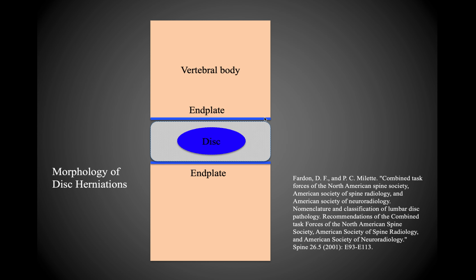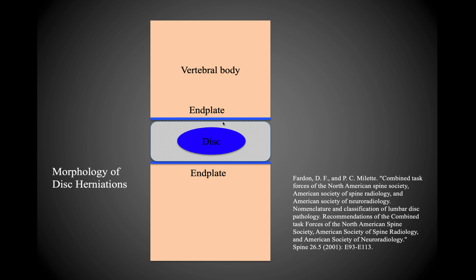So here's just an illustration of what the disc looks like. Remember the annulus around the outside with the nucleus pulposus in the middle. And then you have these end plates that consist of hyaline cartilage that form the interface between the bone of the vertebral body and the collagen fibers that comprise the annulus fibrosus. This end plate is very, very narrow, which is important to note. So keep that in mind as we go through this.